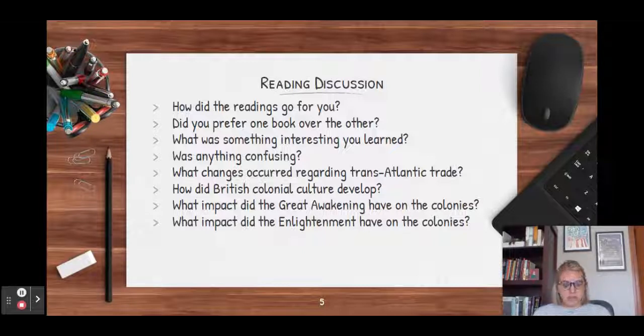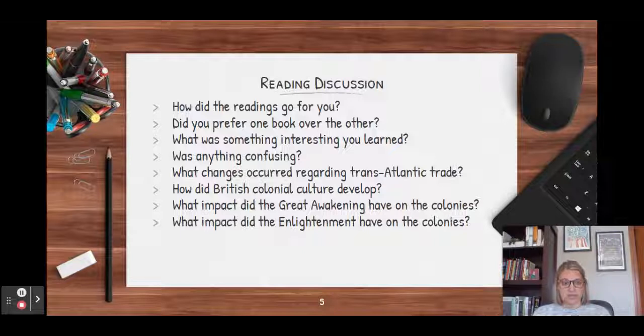With colonial culture, you want to pay attention to things like education, architecture, science, those types of ideas. Also thinking about the demographics of the colonies, who's living there, what are they like, what are the common economic activities.